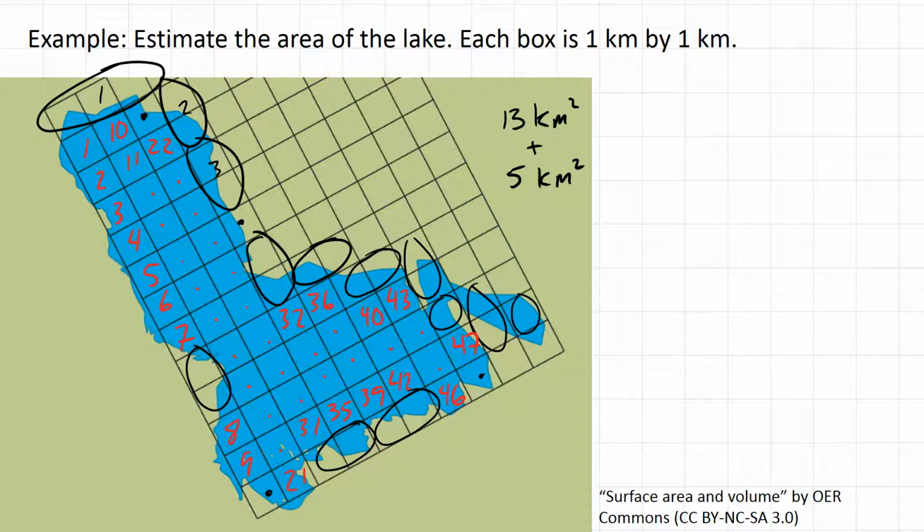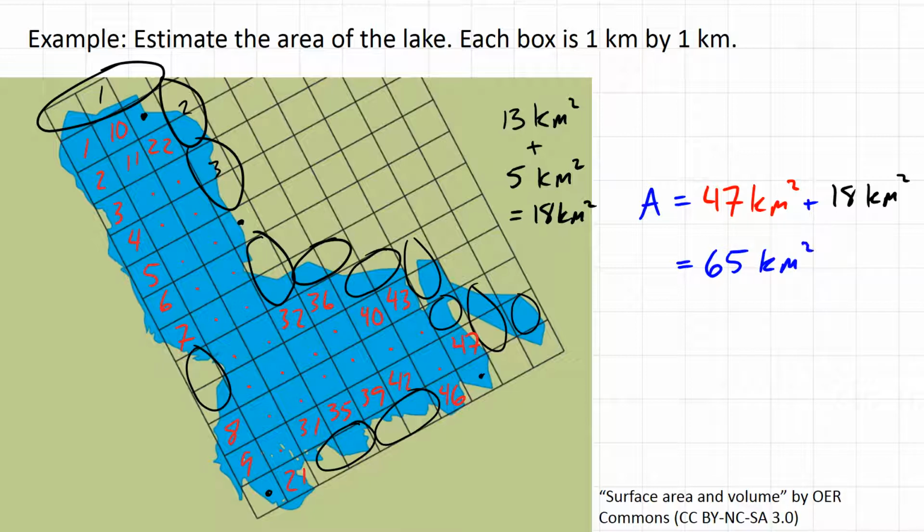So now we can just do a total count for our area estimation. We had 47 square kilometers from our initial round. And then from our 2 combined strategies of trying to get the leftovers, this would be 13 plus 5, which is 18 square kilometers. So to our 47 square kilometers, we'll add 18 square kilometers. And this gets us 65 square kilometers. So this would be a pretty reasonable estimation for the area of the lake.